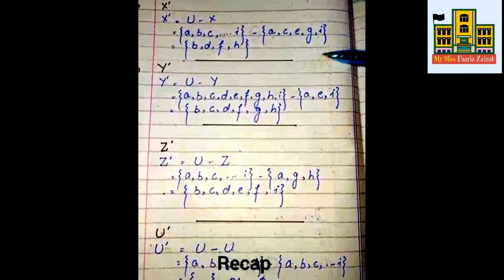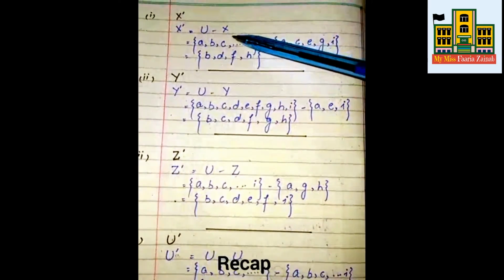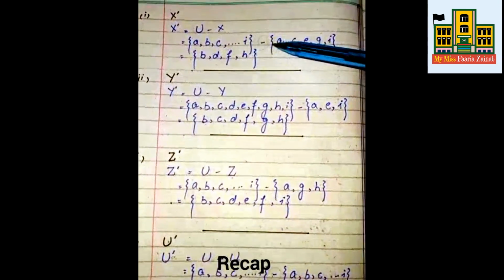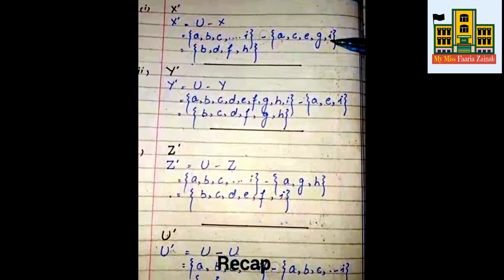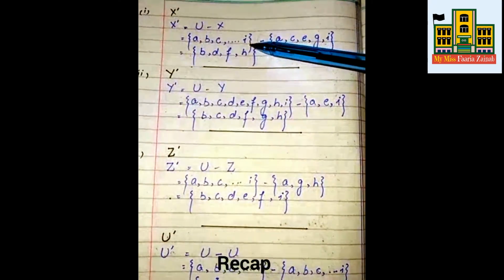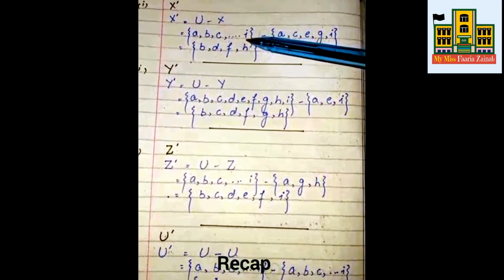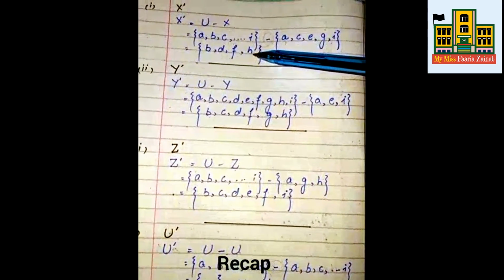So except these 5 elements, we will write all the elements of U, but not a, c, e, g, i. That is, apart from a, c, e, g, i, all the other elements present in set U have to be written in the complement.